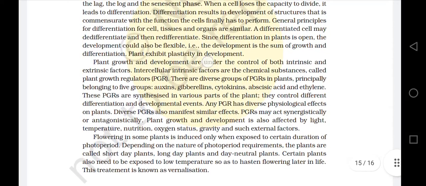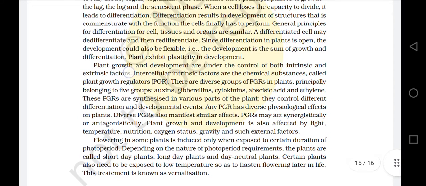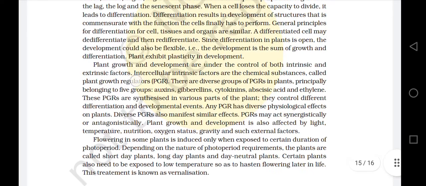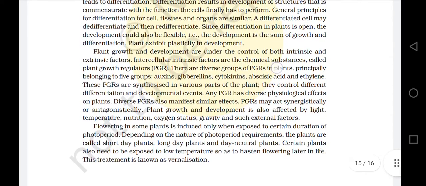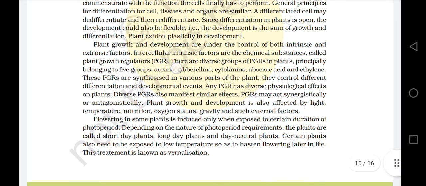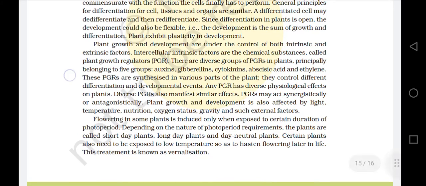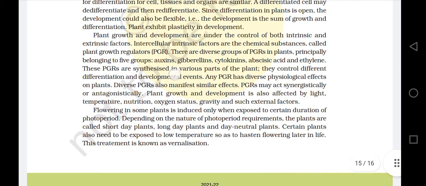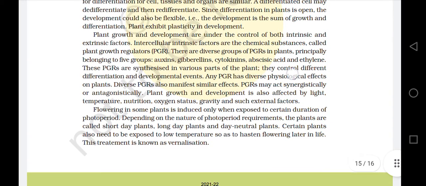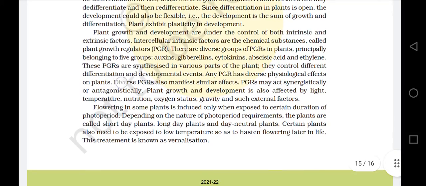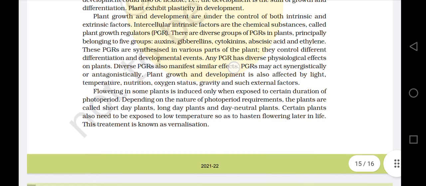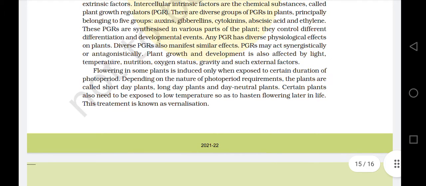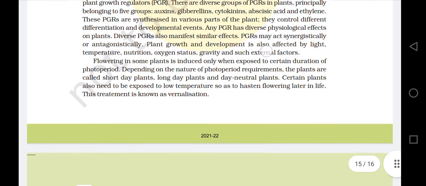Plant growth and development are under the control of both intrinsic and extrinsic factors. Intercellular intrinsic factors are the chemical substances called plant growth regulators (PGR). There are diverse groups of PGRs in plants, principally belonging to five groups: auxins, gibberellins, cytokinins, abscisic acid, and ethylene. These PGRs are synthesized in various parts of the plant. They control different differentiation and developmental events. Any PGR has diverse physiological effects on plants. Diverse PGRs also manifest similar effects. PGRs may act synergistically or antagonistically. Plant growth and development is also affected by light, temperature, nutrition, oxygen status, gravity, and such external factors.